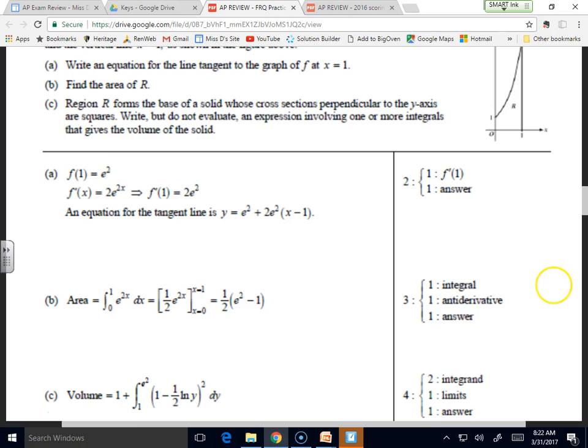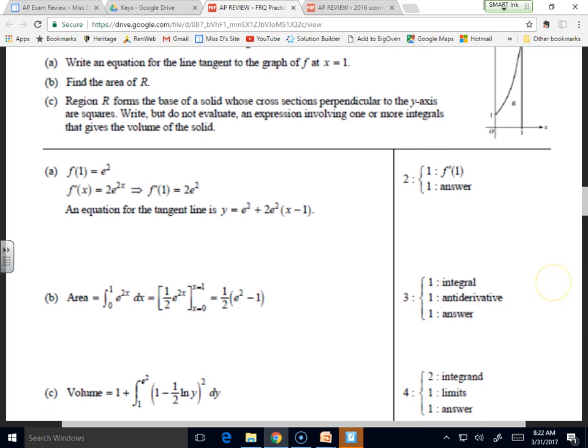Letter C. Speaking of volume, what's going on there? Cross sections are perpendicular to the y-axis. Do we have a choice if it's perpendicular to the y-axis as to whether dx or dy? Nope. We must do dy. So if we must do dy, then we have to go right left. Now, what shape? Squares.